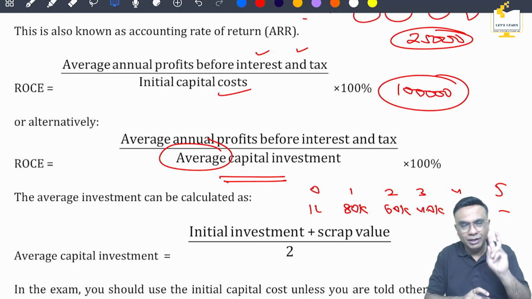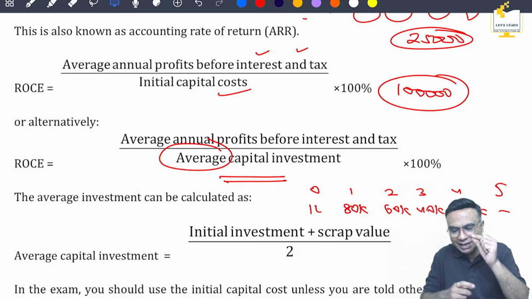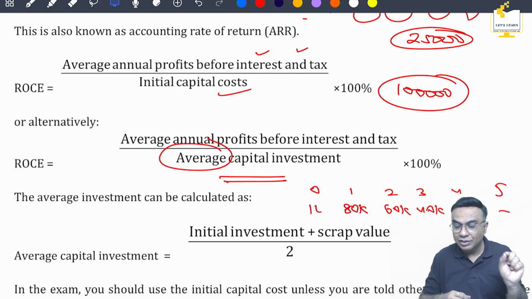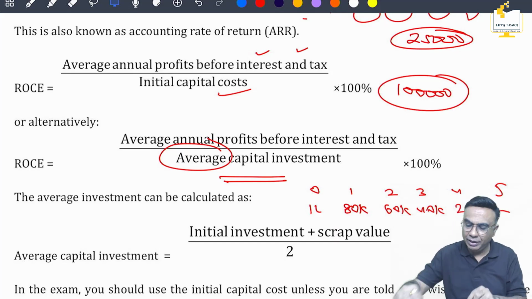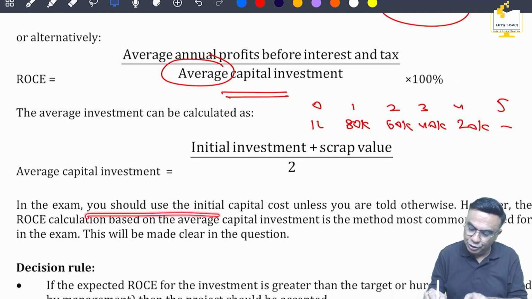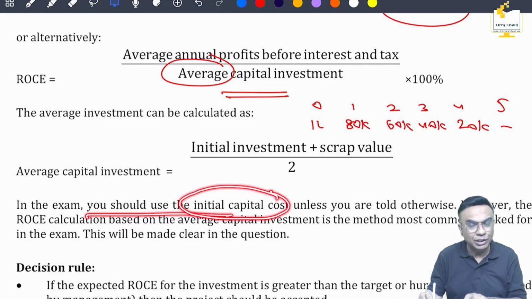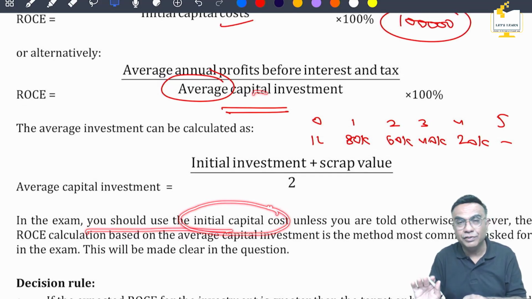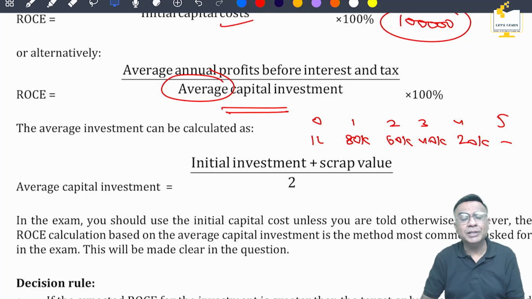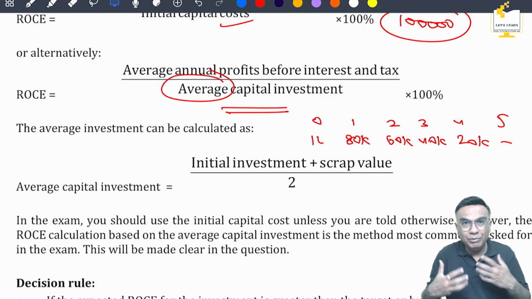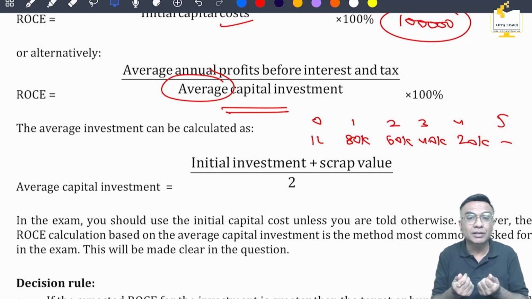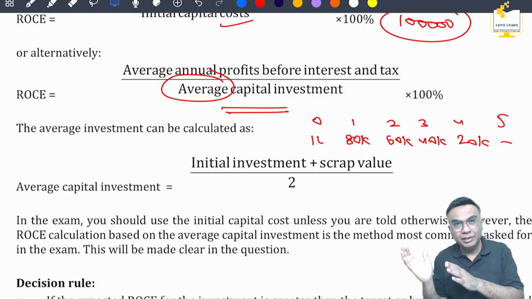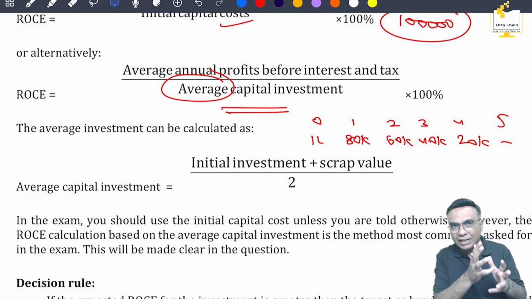Right? So there are two formulas. One is average profit before interest and tax upon initial capital cost. The other is average annual profit before interest and tax upon average capital cost, average capital investment. Okay, but in absence of information, you use the first one. Unless they tell you, you don't go for the second formula. Use the first formula, because see, depreciation is a non-cash item basically, but we have spent 1 lakh rupees. See, we get tax benefit on depreciation, but we are not recovering depreciation as a cost.